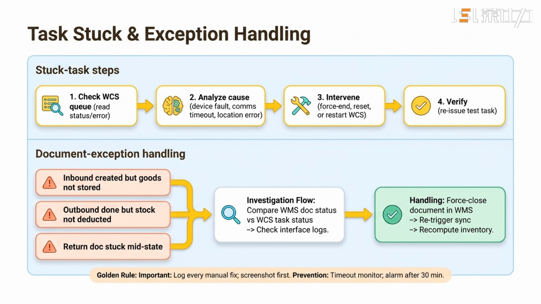Document exceptions are handled similarly. First, compare the WMS document status against the WCS task status, then check the interface communication records and logs. Handling includes a manual force close, retriggering the sync, and recomputing inventory. An important reminder: every manual document fix must leave a record, who fixed what, and when, all written down clearly.